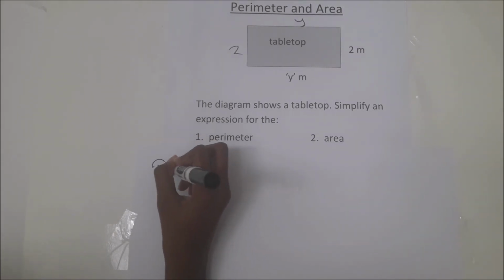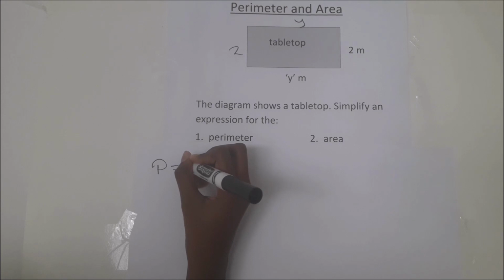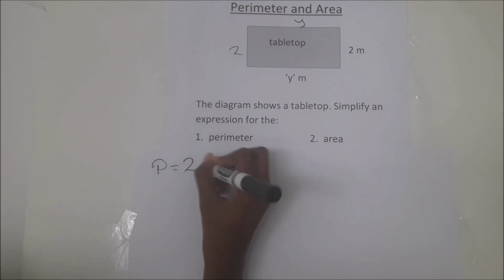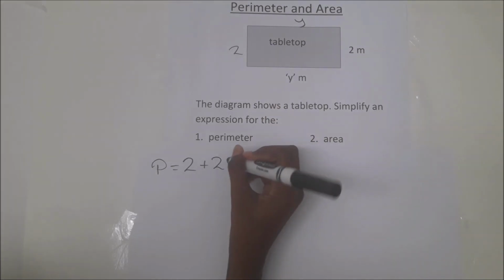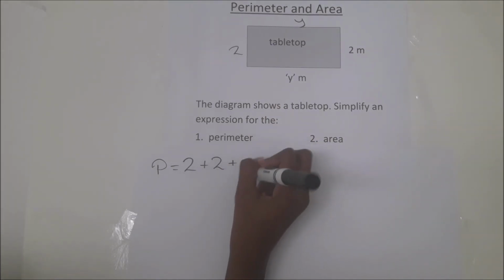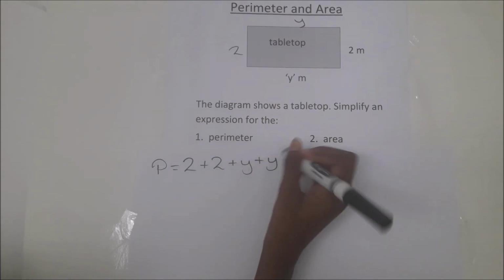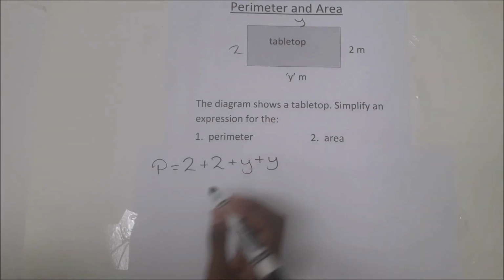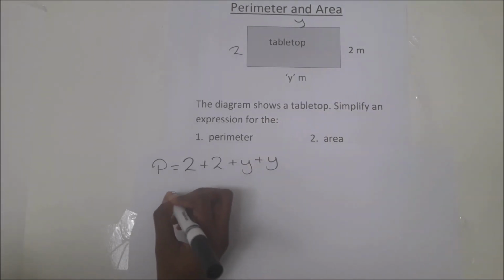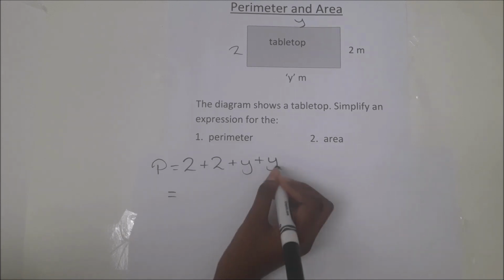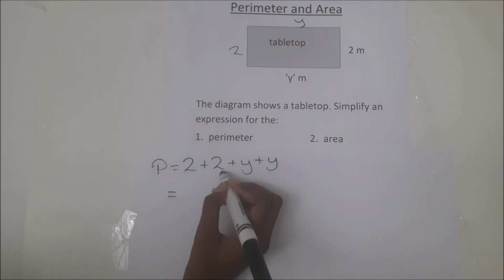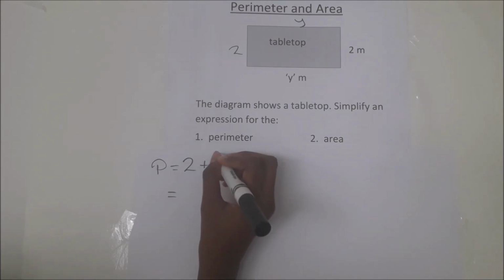Please say what you're doing. P equals perimeter is equal to 2 plus 2. Where did you get those from? The two sides, plus y from the top and the bottom. Equal, continue. Now what are you going to do? Add the letters and add the numbers. Circle the numbers.